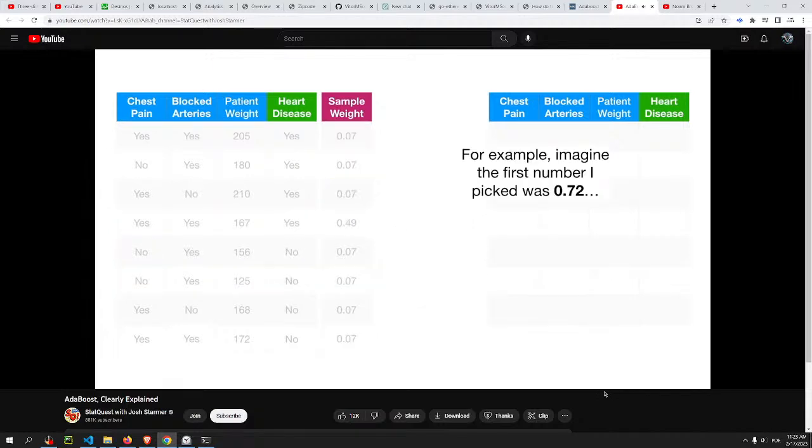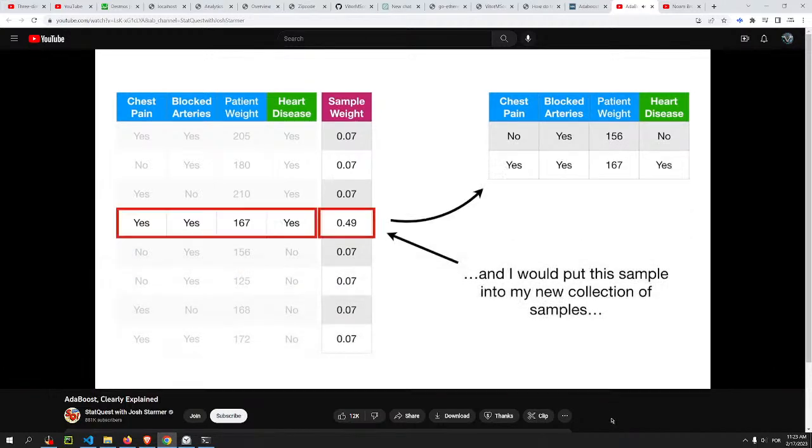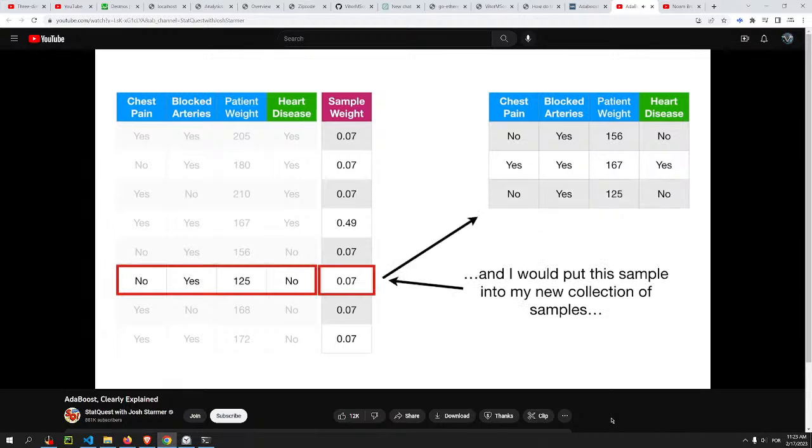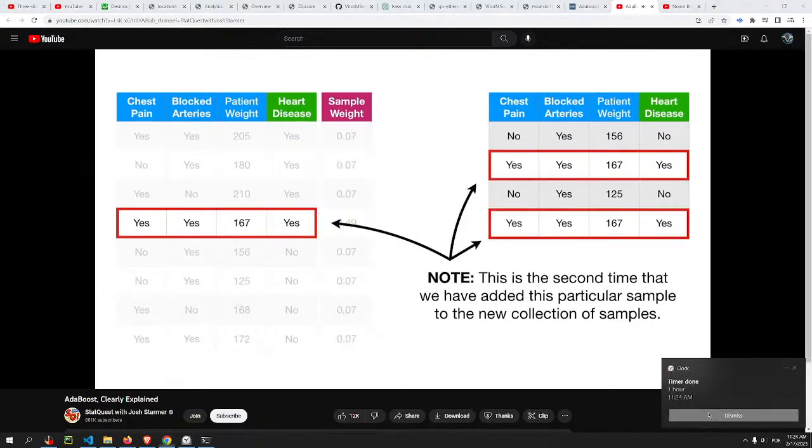For example, imagine the first number I picked was 0.72. Then I would put this sample into my new collection of samples. Then I pick another random number and get 0.42, and I would put this sample into my new collection of samples. Then I pick 0.83, and I would put this sample into my new collection. Then I pick 0.51, and I would put this sample into my new collection. Note, this is the second time we add this particular sample to the new collection of samples.